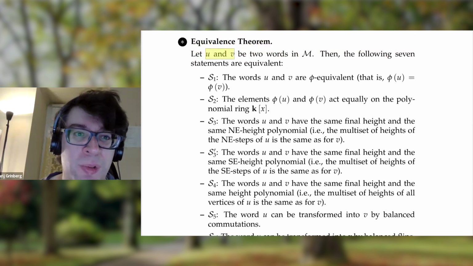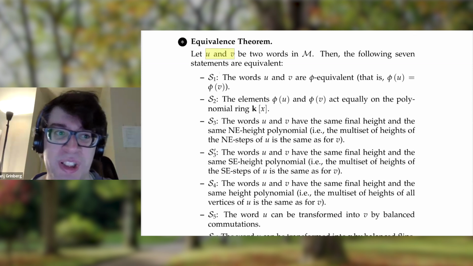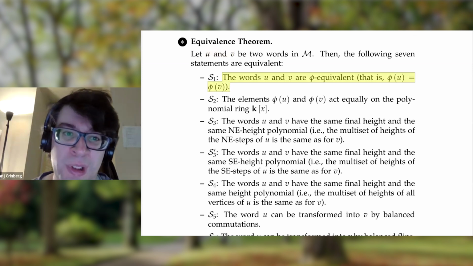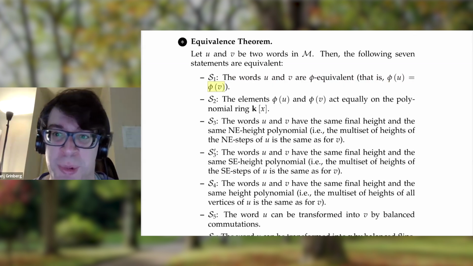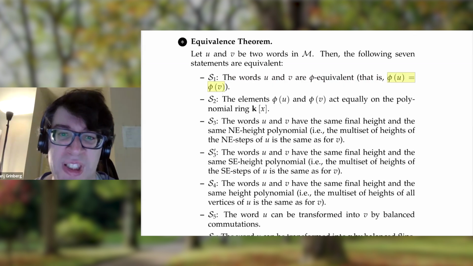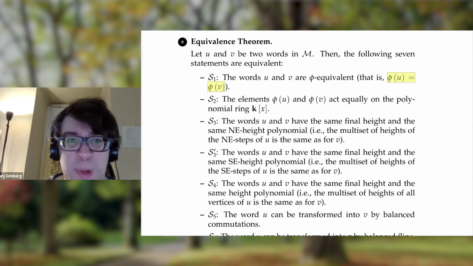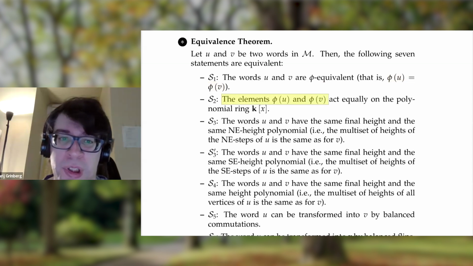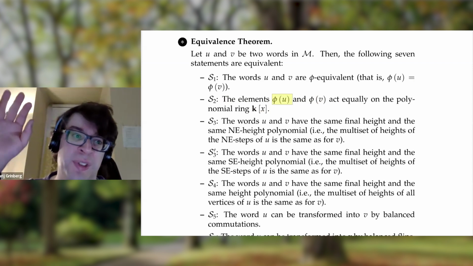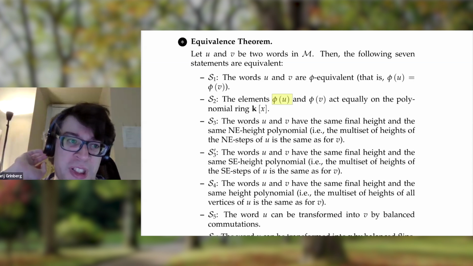It says that for any two words u and v, the following statements are equivalent. First of all, the words u and v are phi equivalent, so they have the same image in the Weyl algebra. Secondly, their images act the same way on the polynomial ring, where I remind you the action is d is differentiation and u is multiplication by x.